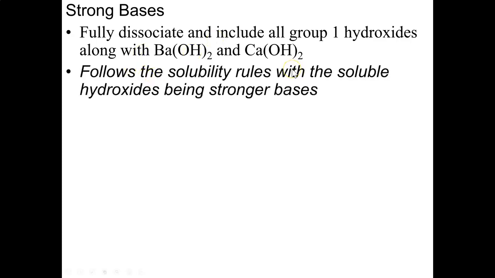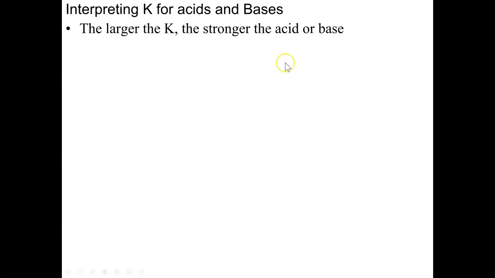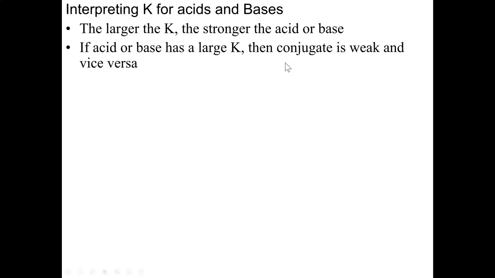So that's an easy way to look at it. So group 1, along with barium and calcium, are considered your strong bases. Everything else will be considered weak. All right, interpreting K for acids and bases. The larger the K, the stronger the acid or base. We mentioned this earlier. If an acid or base has a large K, the conjugate is weak and vice versa.